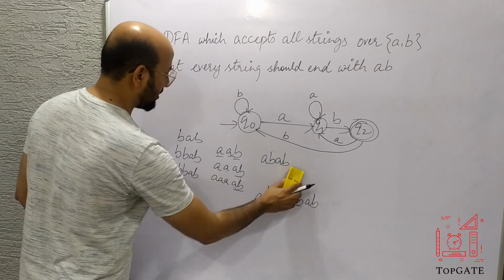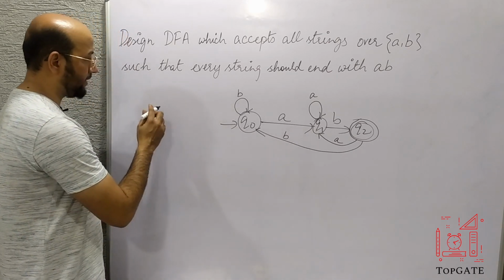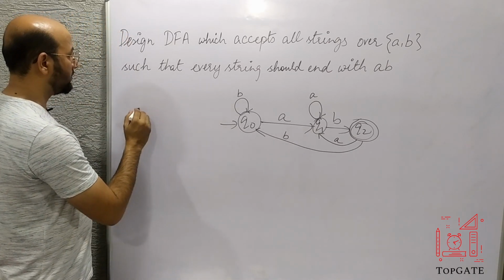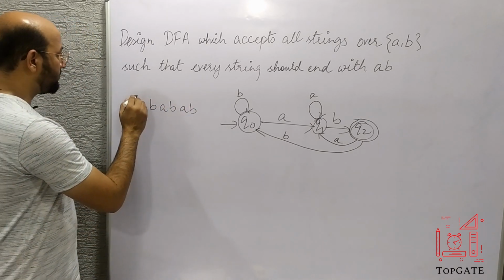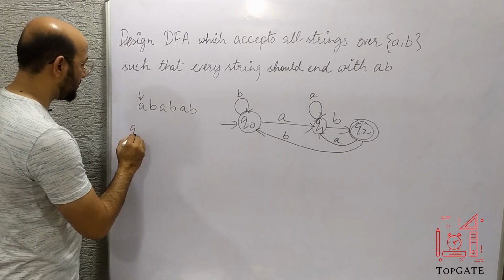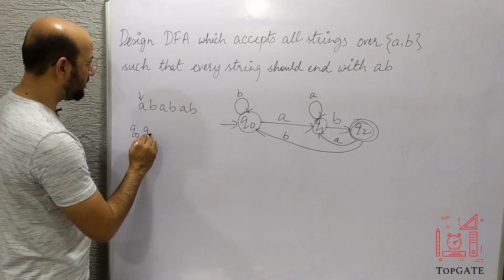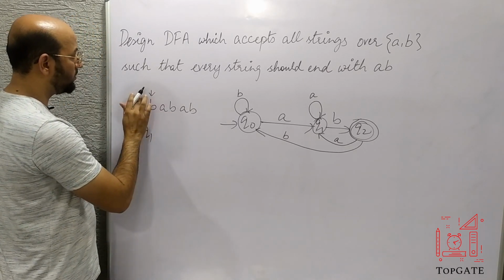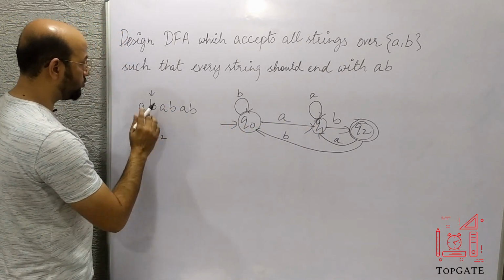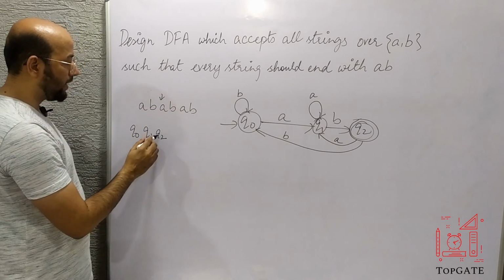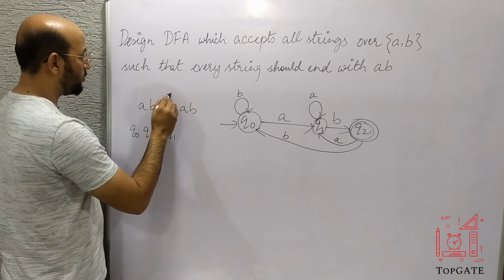Now let's check a correct string and a wrong string. Correct one should be accepted, wrong one should be rejected. So the correct string, suppose I take as A, B, A, B, A, B. The pointer is currently on the first state, Q0. At Q0 A applied, I went to state Q1, pointer moves on to B now. At Q1 B applied, I went to state Q2 and the pointer moves on to A now. At Q2 A applied, I went to state Q1, pointer moves on to B.